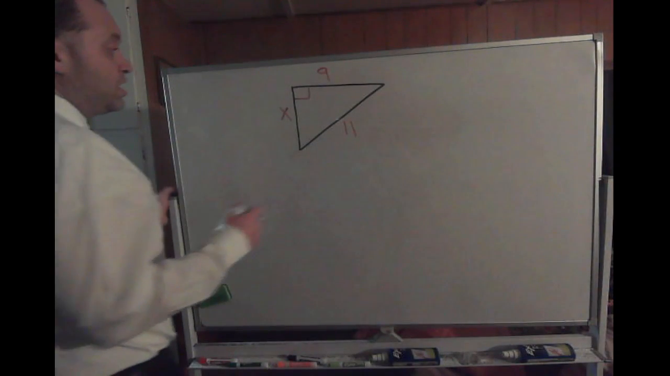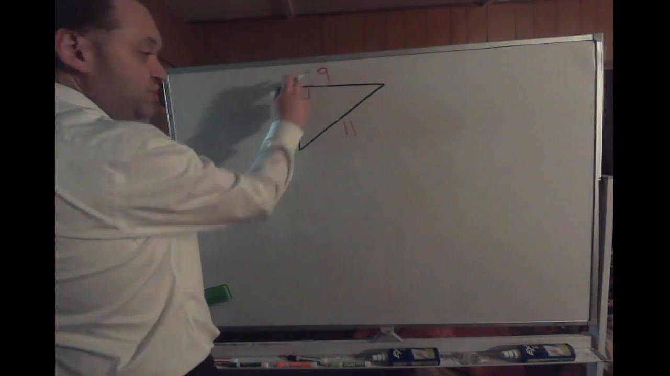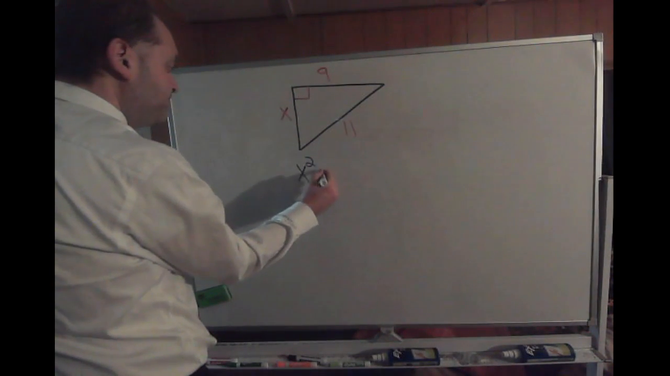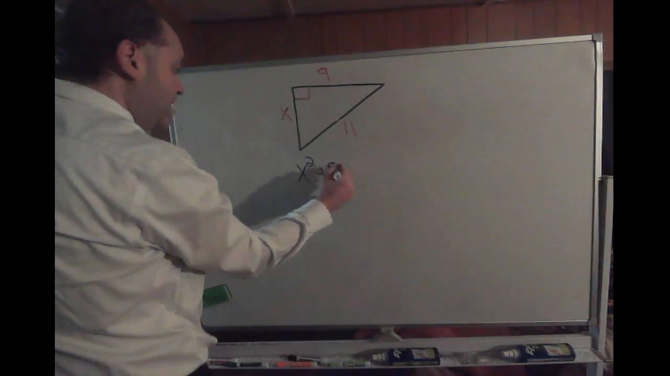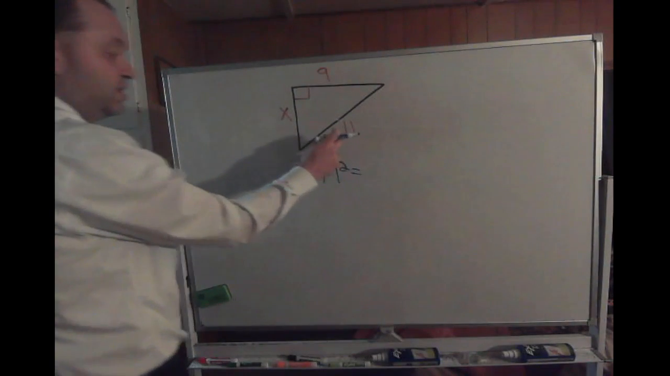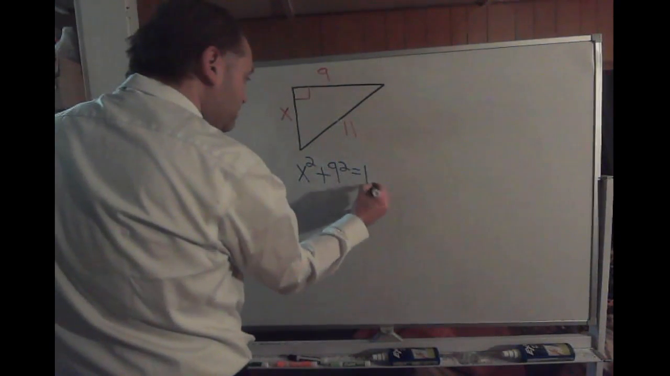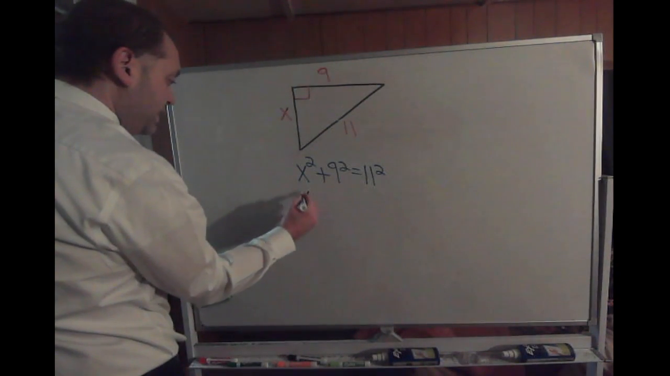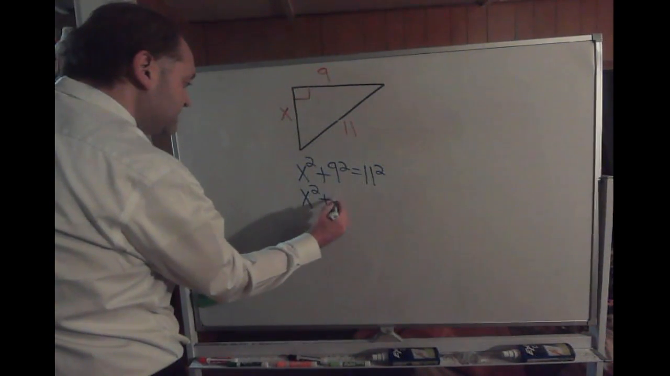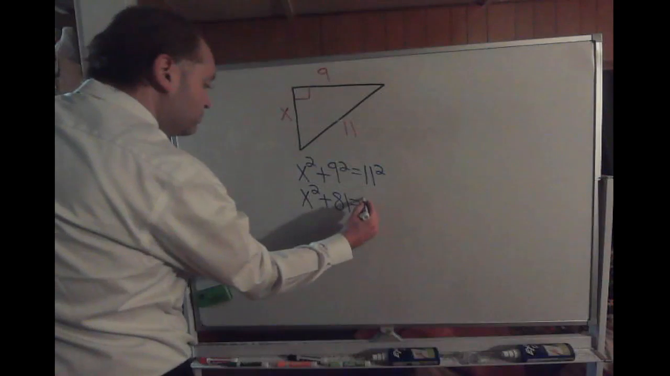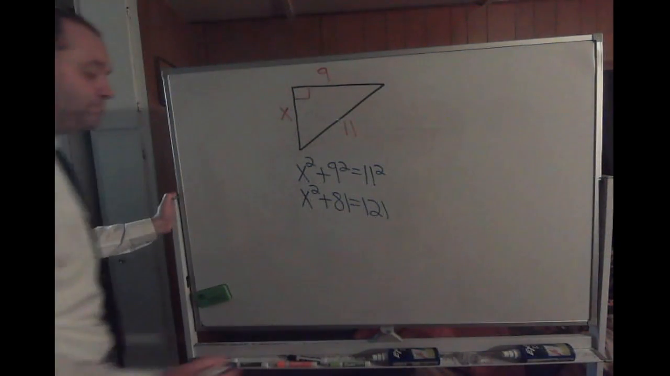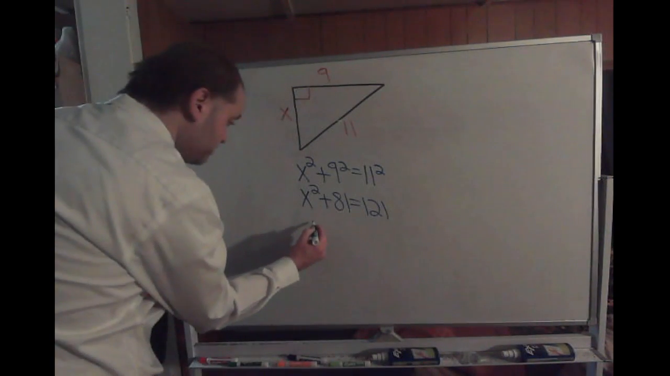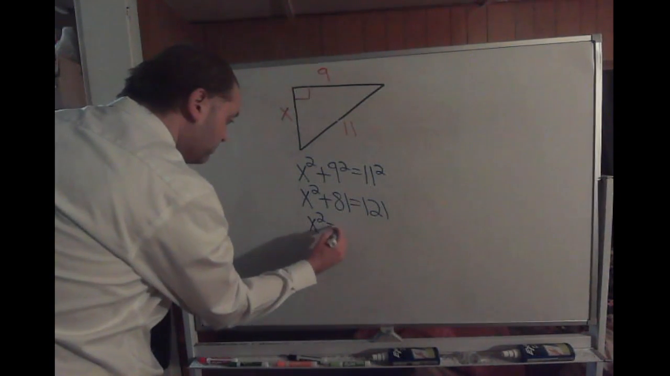So, of course, we'll take the sum of the two legs raised to the second power, which would be x to the second power, plus that 9 to the second power. We'll set that equal to the length of the hypotenuse to the second power, which would be 11 to the second power, which now will give you x squared plus 81 is equal to 121, which then, of course, would end up giving you x squared equals 40.